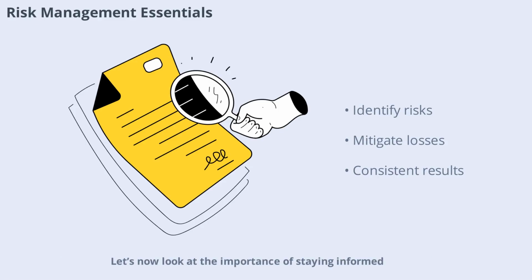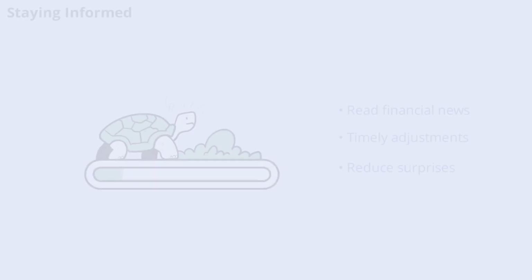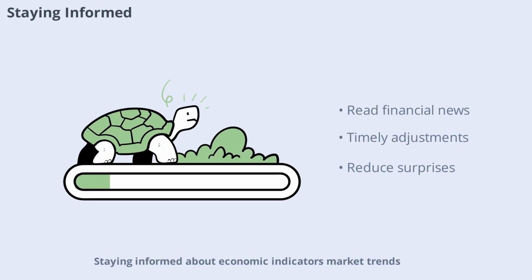Let's now look at the importance of staying informed. Staying informed about economic indicators, market trends, and global events is crucial for making sound investment decisions. Regularly reading financial news reports and analysis helps investors stay ahead of changes. Being well-informed enables timely adjustments and reduces the risk of surprises.